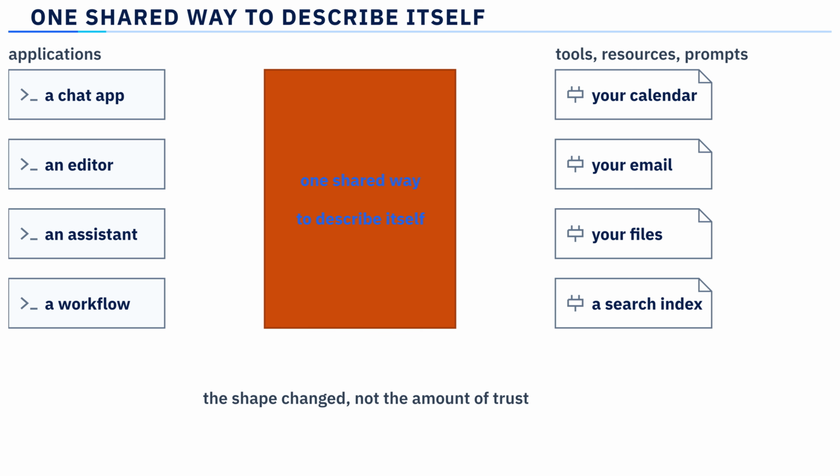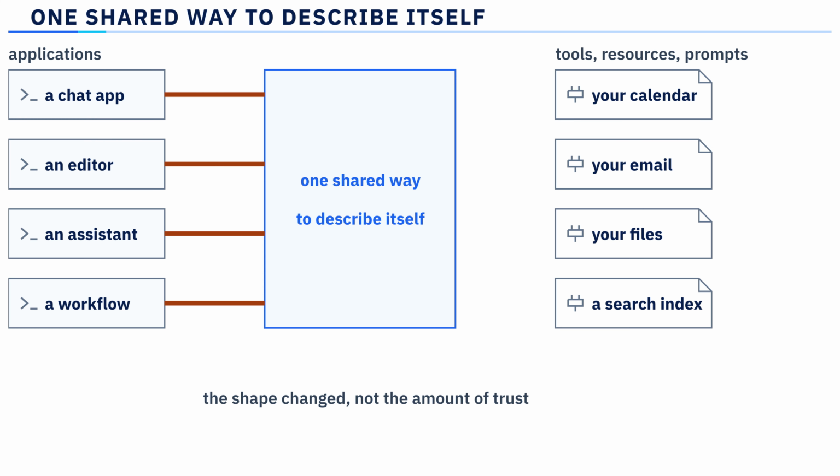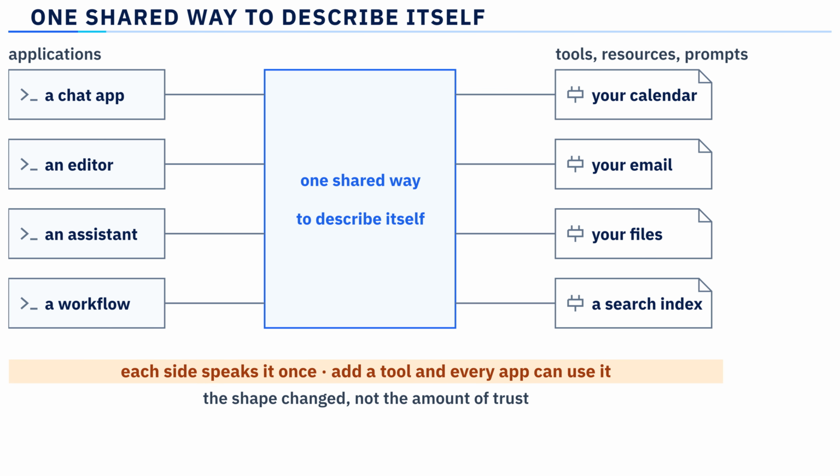Now the same picture with one thing added in the middle, a shared way for a tool to describe itself and for an application to ask. Right now, the one people mean is called MCP, and that name is the part of this episode most likely to date. The shape is the part that will not. Each application learns that one way, once. And each tool describes itself in that one way, once. Same boxes, same places, only the wiring changed. And now adding a tool is one piece of work instead of one per application.